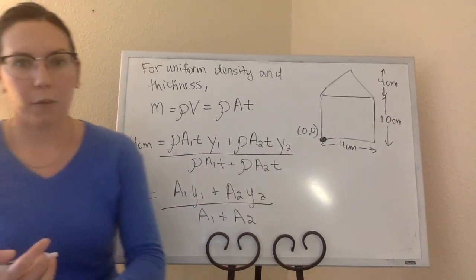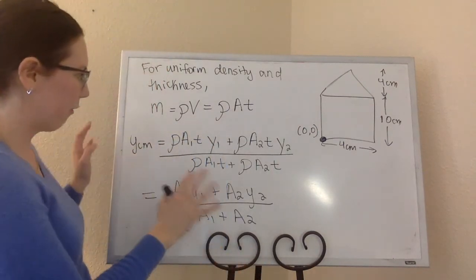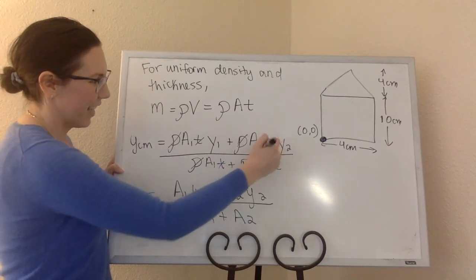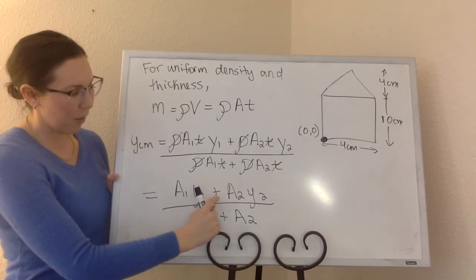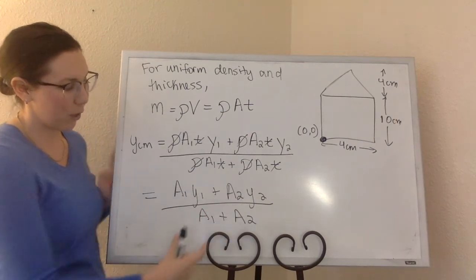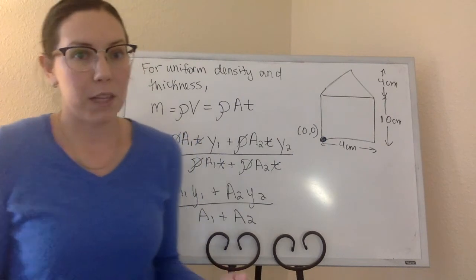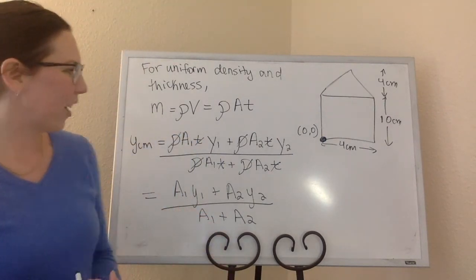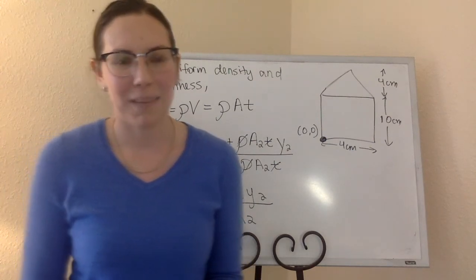If it's uniform, we have the same thickness and density. Those are constants, and notice they're in every term, so we can cancel them all out. All of these densities and thicknesses are canceled. So we have A1 y1 plus A2 y2 over the total area. You don't have to do this every time. You can remember that if the density and thickness are uniform, then our mass is proportional to the area, and that's why we can write this in terms of the area.